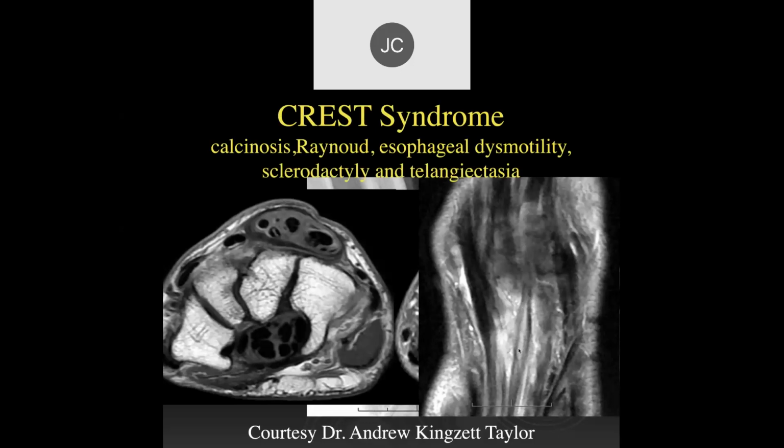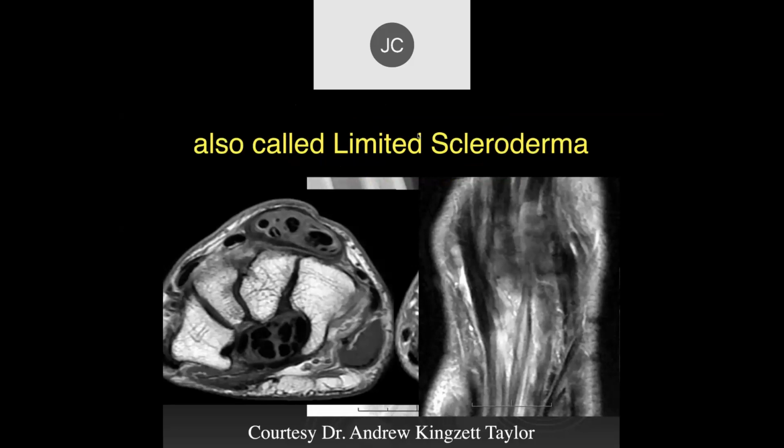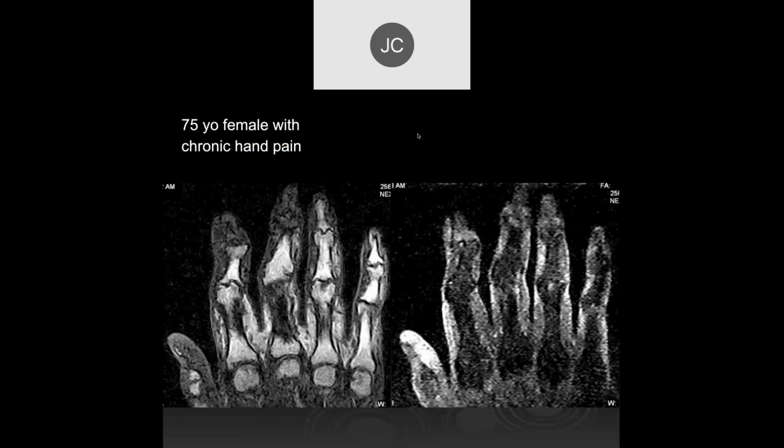Calcinosis, Raynaud's, esophageal dysmotility, sclerodactyly, and telangiectasia. So the combination of seeing inflammatory change of the tendons and the calcinosis within the soft tissues, and then you look for these other things. The combination is kind of the CREST syndrome. And this is thought to be a form of scleroderma, an inflammatory disease.